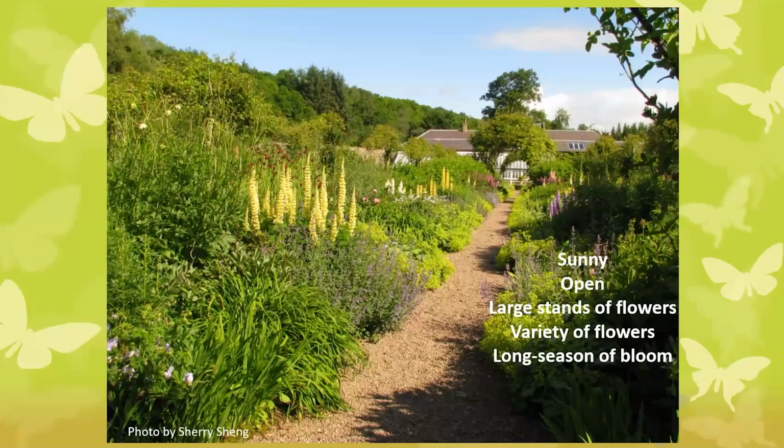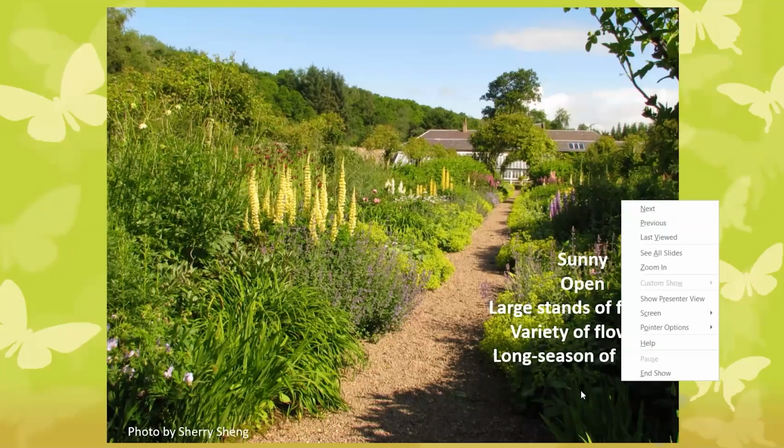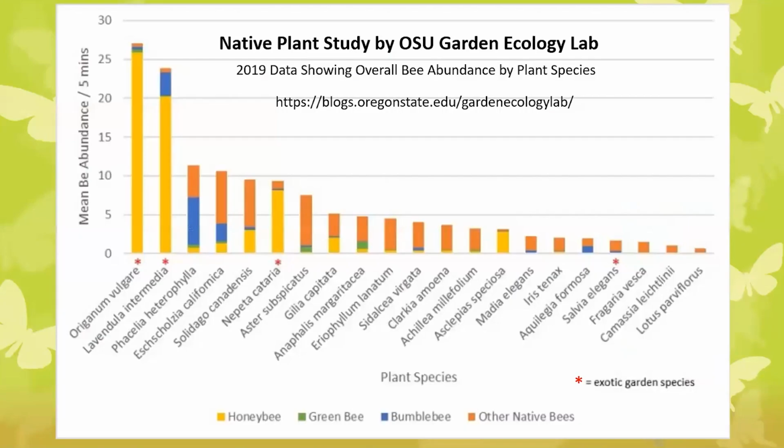As we already know, the native bees emerge for short seasons, early spring to late fall. And the most recent research by Oregon State University Garden Ecology Lab shows that native plants are preferred by native bees. So I'm going to walk you through this graph here. The study tested 27 kinds of plants. So the names of the plants are on the bottom.